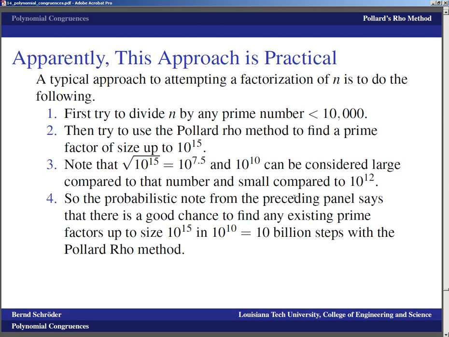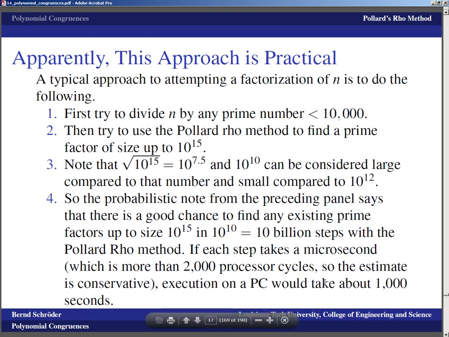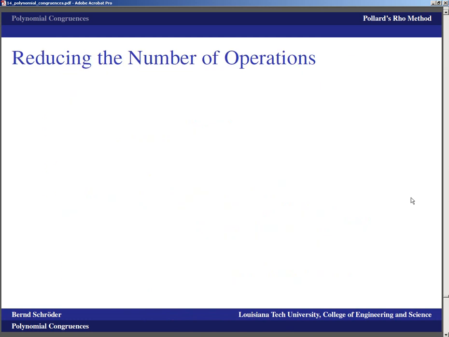Okay, so the probabilistic note from the previous panel says that there's a good chance to find any existing prime factors up to size 10 to the 15 in 10 to the 10, which is 10 billion steps, with the Pollard rho method. And if each step takes a microsecond, and note that a microsecond is about 2,000 processor cycles, so that is, I would think, a conservative estimate, the computation on a PC would take about 1,000 seconds. And that is not that long at all, because 3,600 seconds is an hour, so this takes less than a third of an hour, so it takes less than 20 minutes.